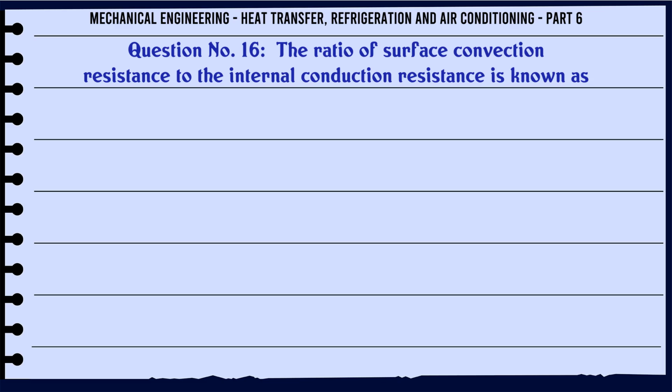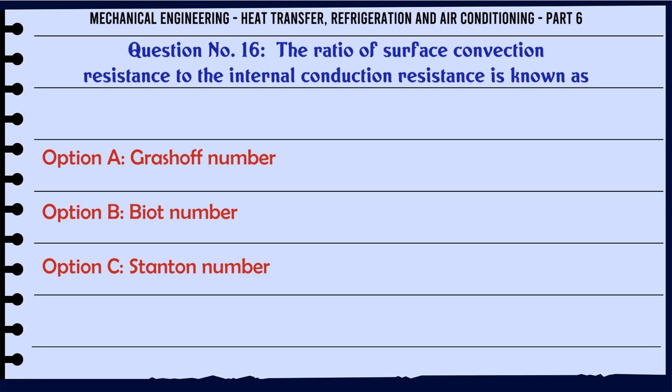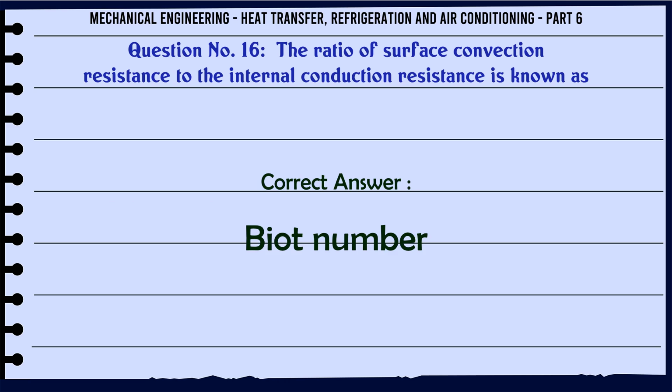The ratio of surface convection resistance to the internal conduction resistance is known as A. Kirchhoff number, B. Biot number, C. Stanton number, D. Prandtl number. The correct answer is Biot number.